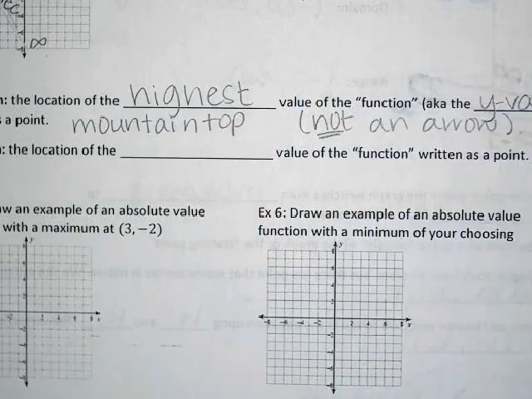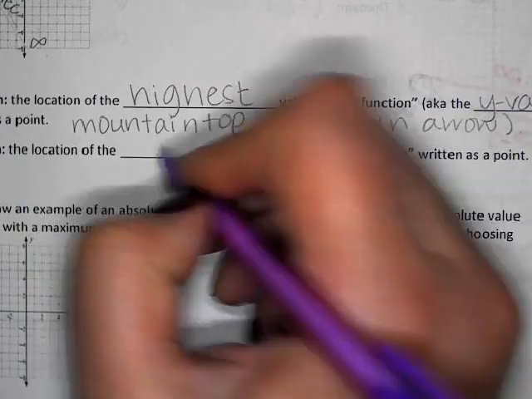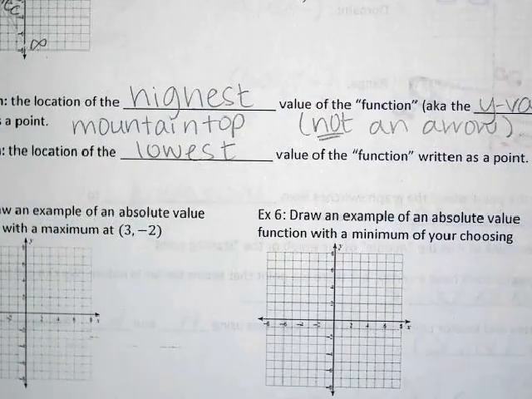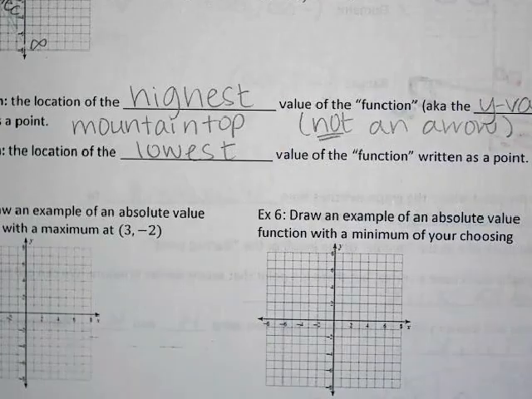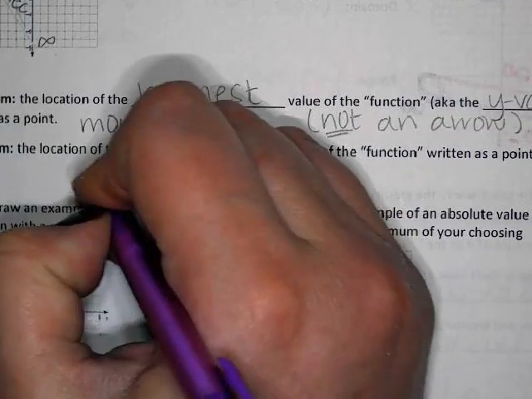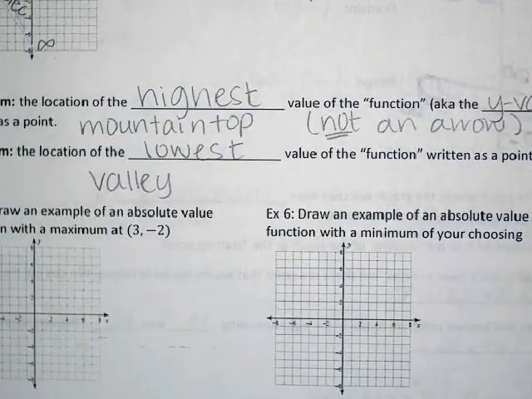Not an arrow. Has to be a point. The minimum is the location of the lowest value of the function. This looks like the bottom of a valley on the graph.